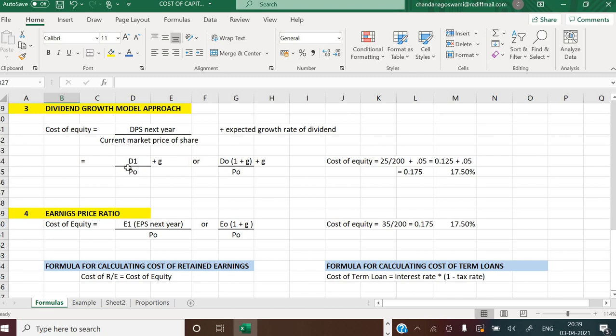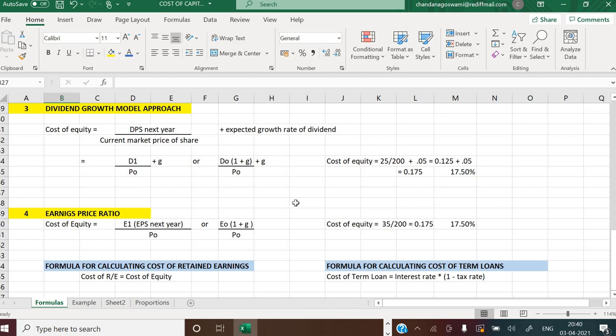Should you not have D1, you can always calculate it by this formula. D0, that is the present dividend, and you multiply it by 1 plus G. So that will give you D1. Let's see how it looks. If your dividend D1 is going to be 25 rupees next year, and the current market price of the share is 200, so 25 divided by 200, then you say plus 0.05. 0.05 is the growth rate. Then your cost of equity works out to 17.5%.